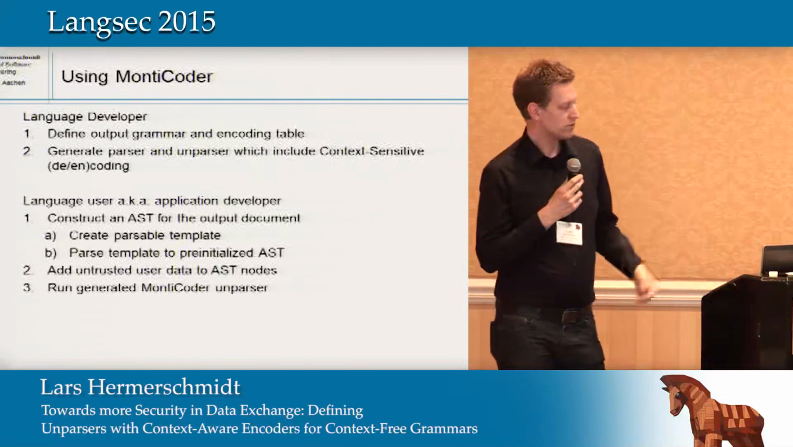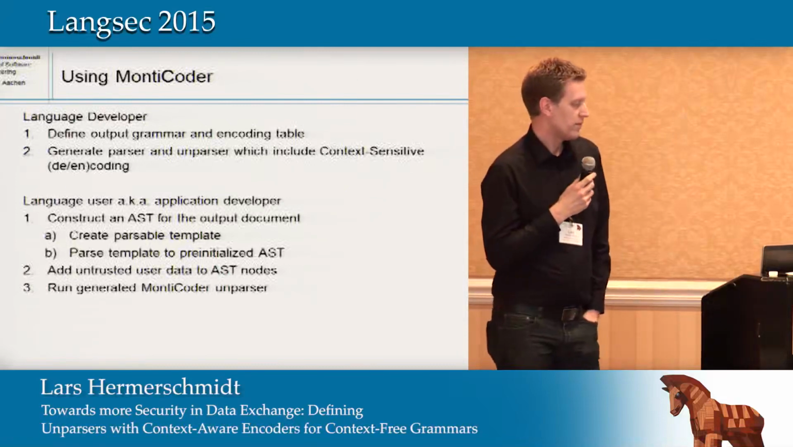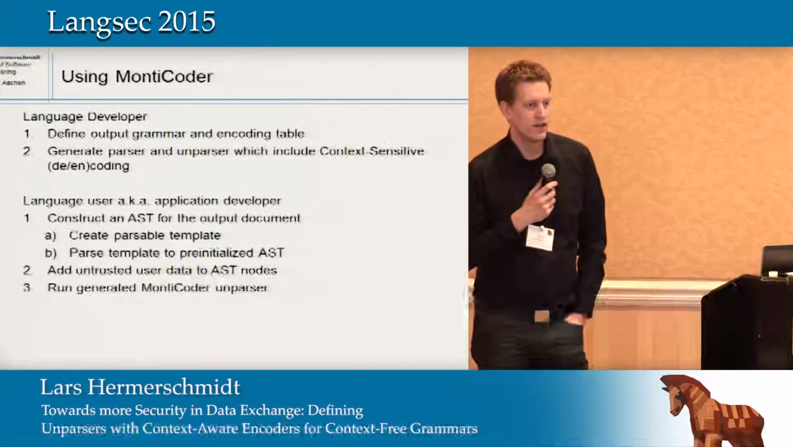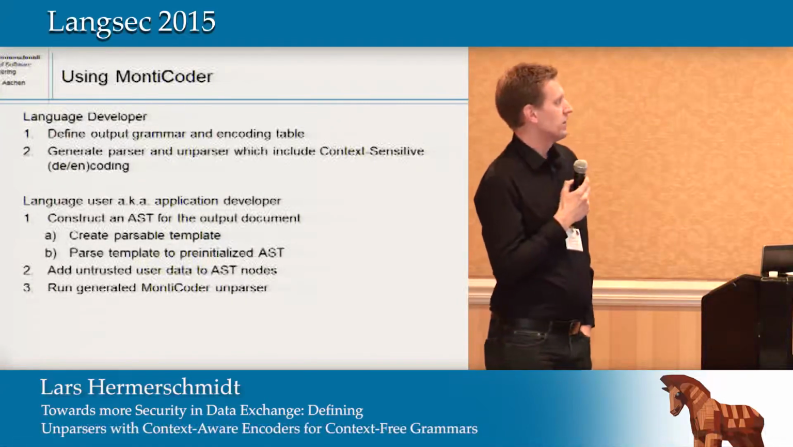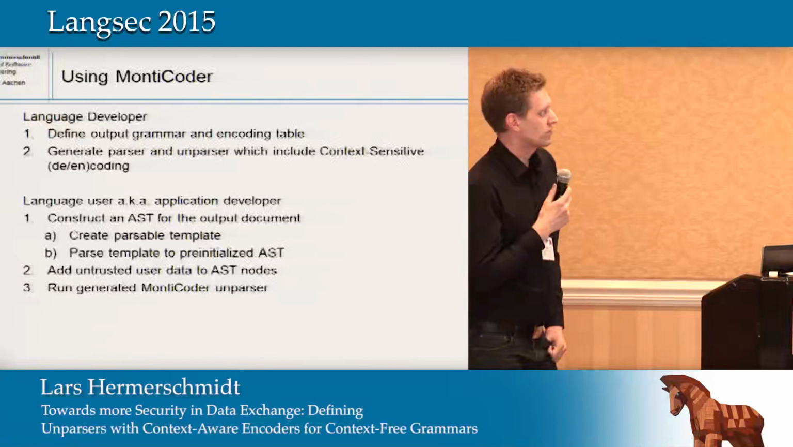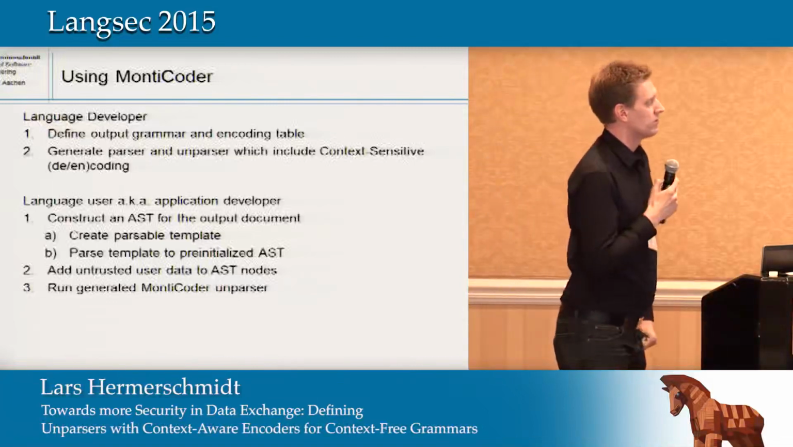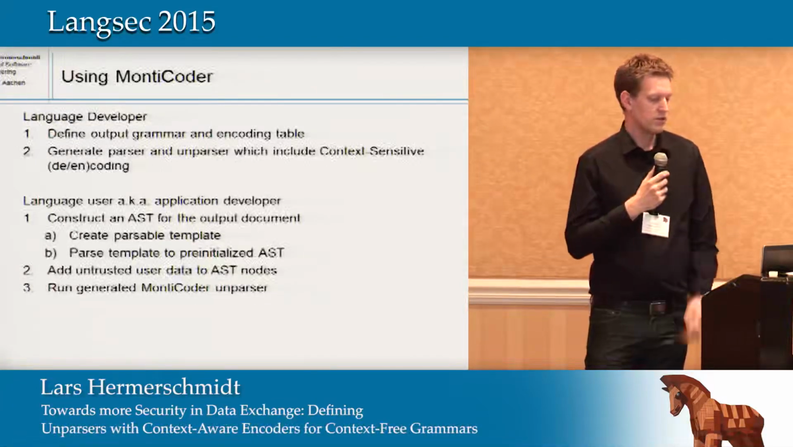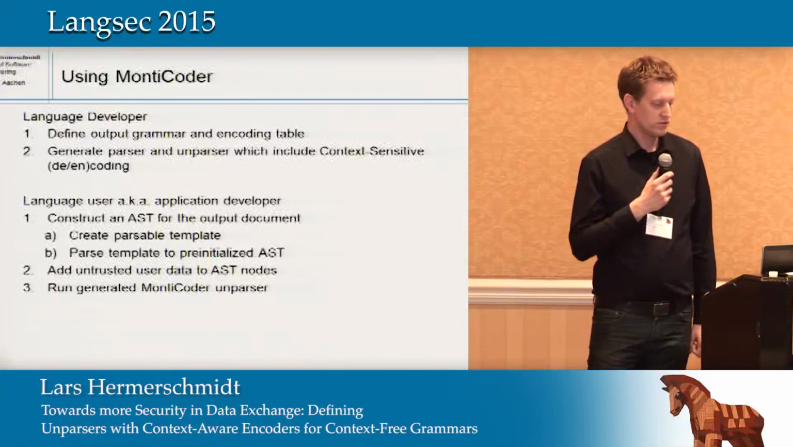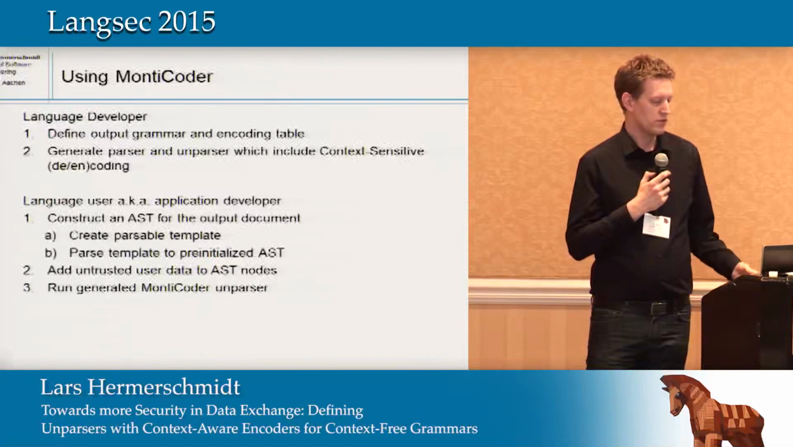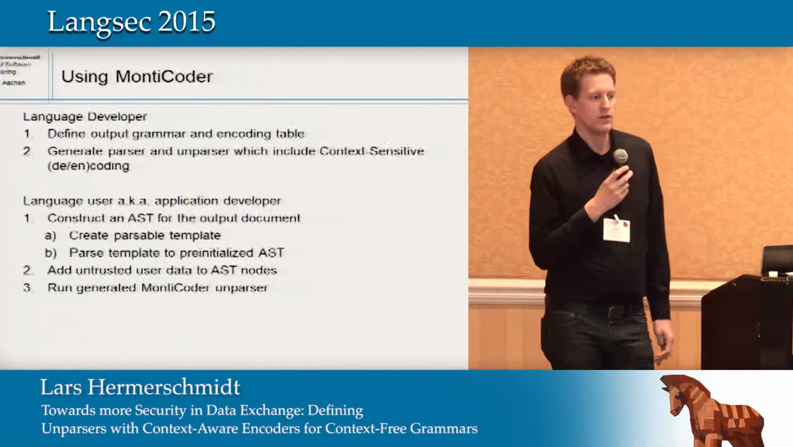So to give a little bit of a wrap up here, how developers should use this is that we have somebody who defines the language and defines, with the grammar, the encoding tables, and then generates parsers and unparsers, with these decoding and encoding enabled. And then later on, developers who are just using the format can use these generated parsers and unparsers to write out their messages.